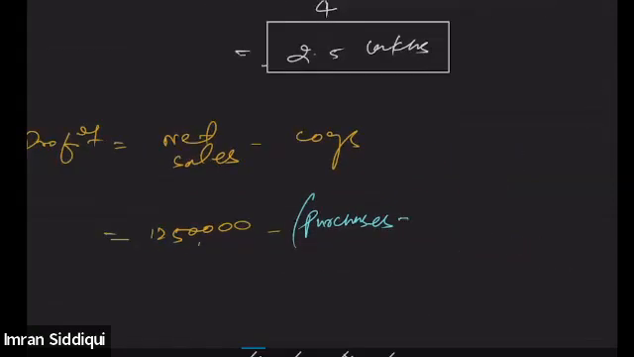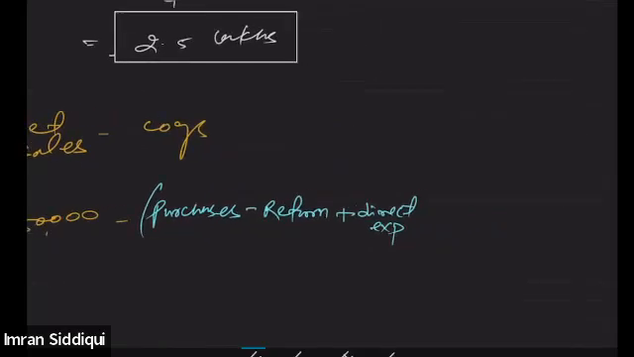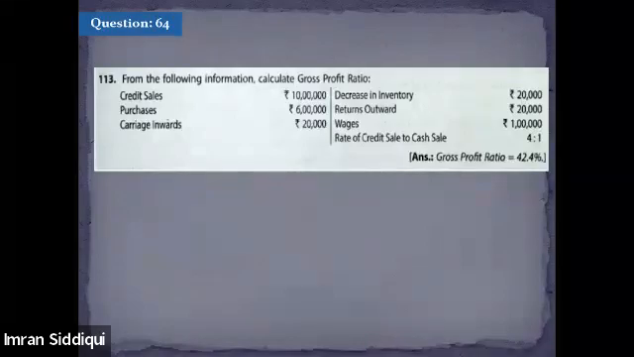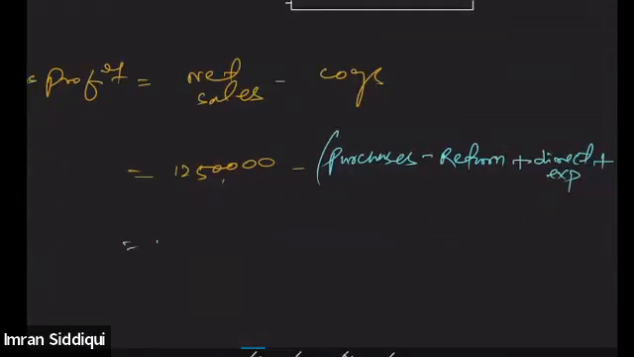Minus purchase return, right? Plus all direct expenses, yes or no? Plus closing stock. Closing stock. Right, now everybody understood the formula? In the question, purchases are given 6 lakh. 12,50,000 minus purchases of 6 lakhs. Purchase return is given as 20,000.